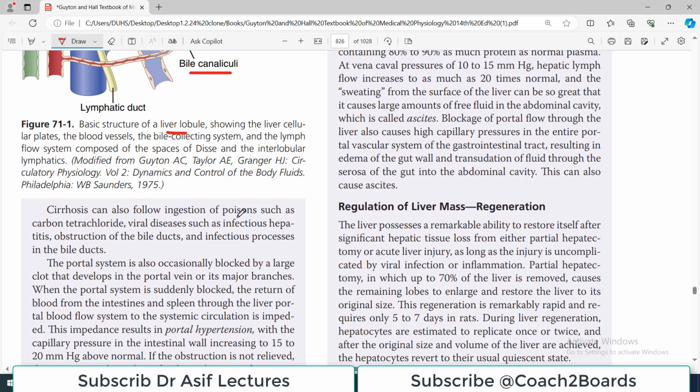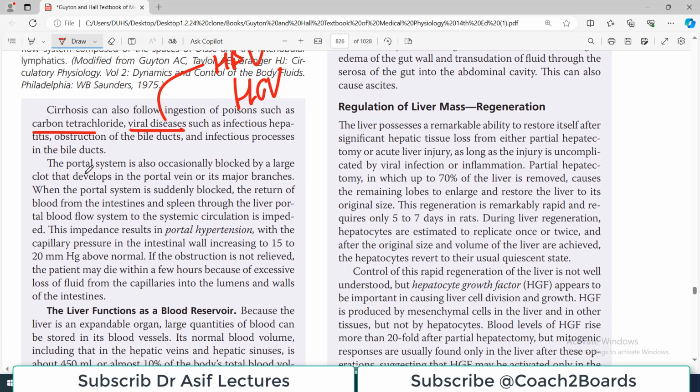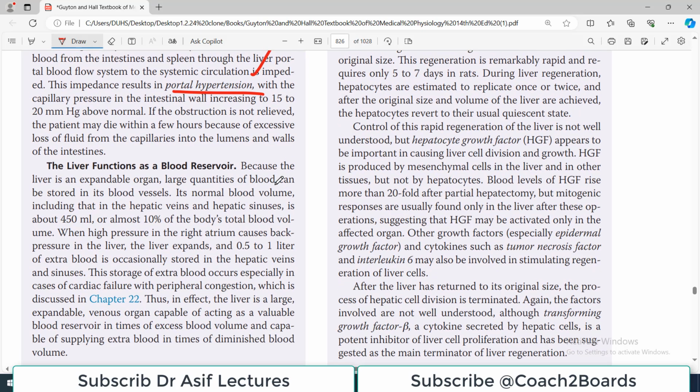Cirrhosis can follow ingestion of poisons as well, such as carbon tetrachloride, and some viral diseases such as hepatitis B virus infection and hepatitis C virus infection. The portal system is also occasionally blocked because there is cirrhosis everywhere, so there is fibrosis everywhere. So because of fibrosis, the channels are blocked, okay? And this may also lead to portal hypertension, which we have done in detail in pathology.